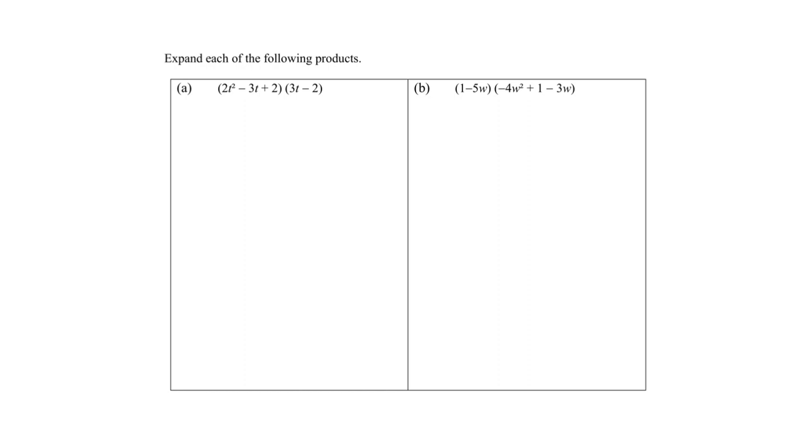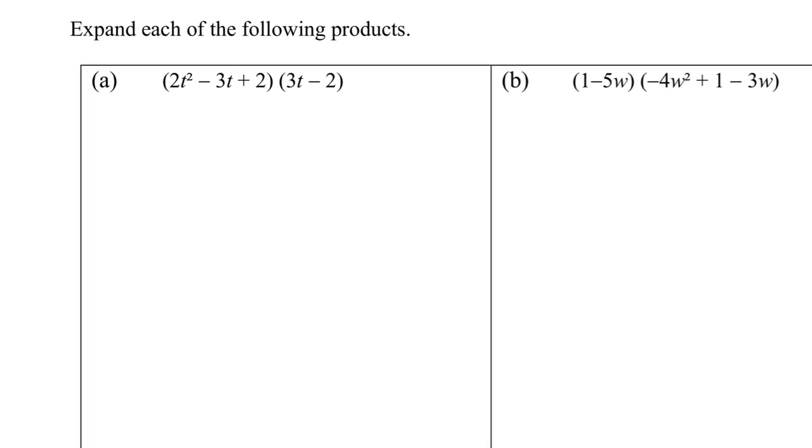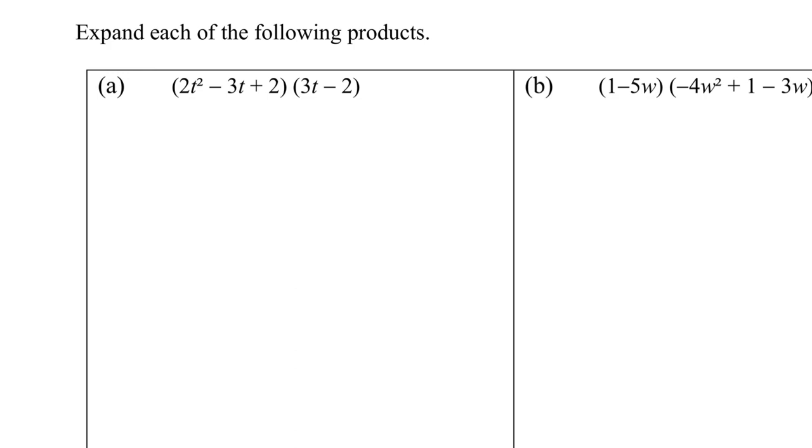Although there are 3 terms multiplying by 2 terms in each bracket, don't worry, we will just have to expand slowly but steadily, okay? So this is one way. We are going to multiply this.